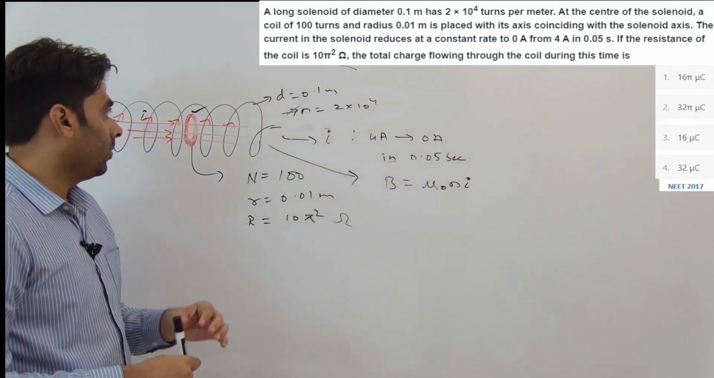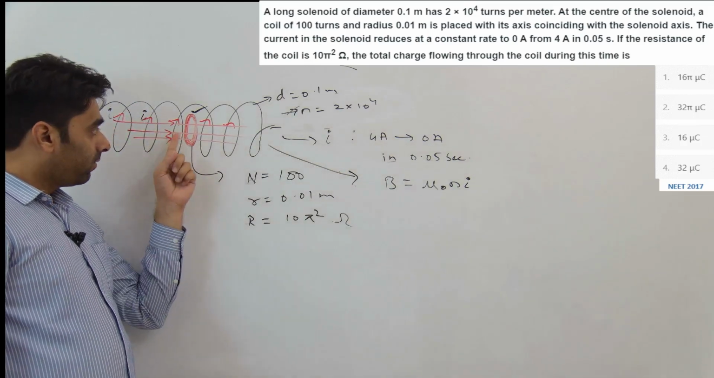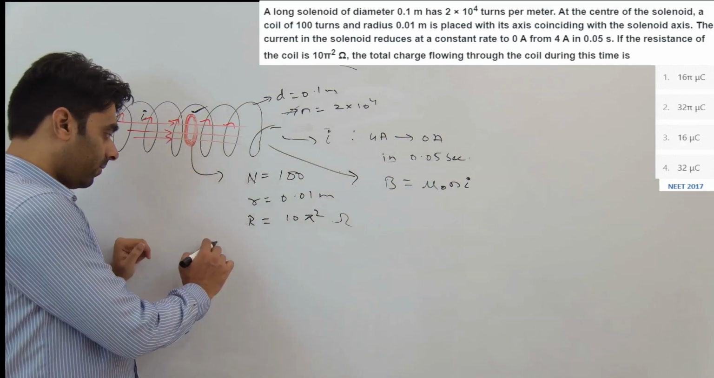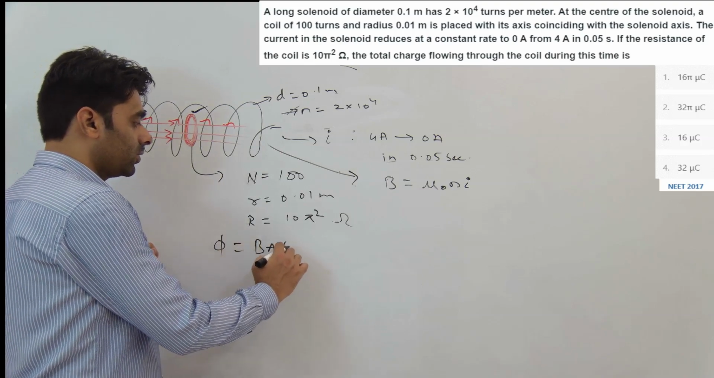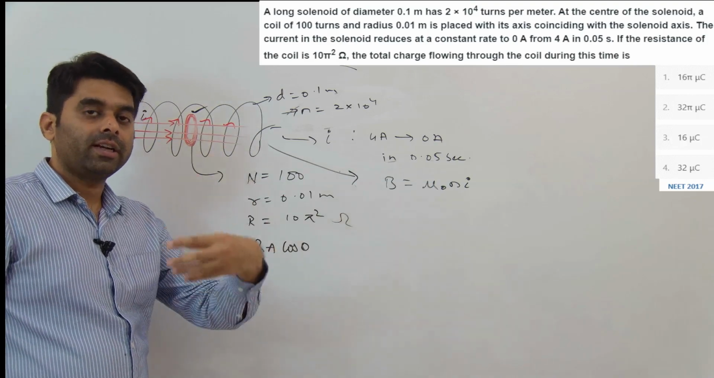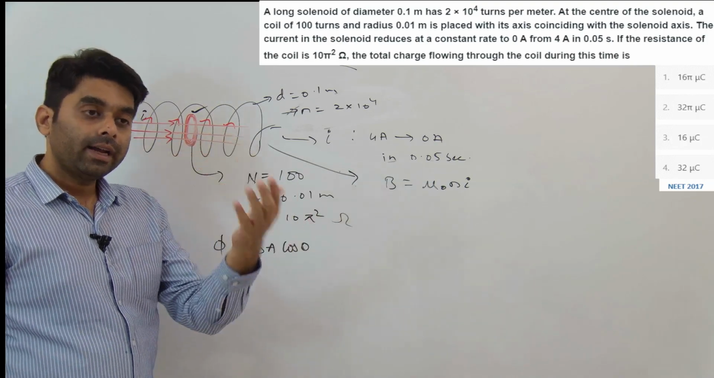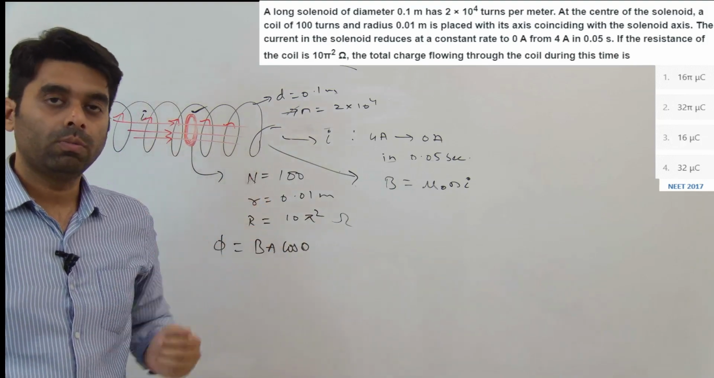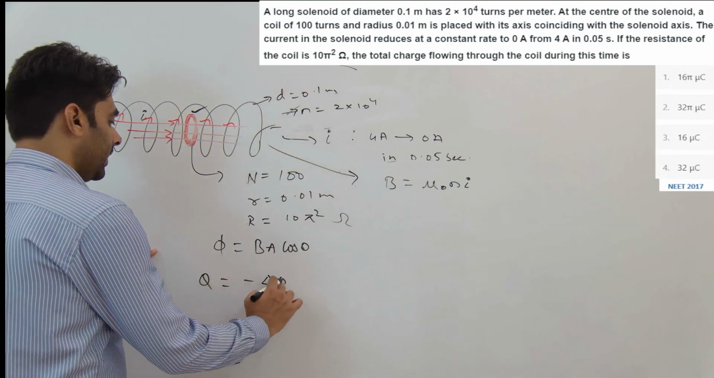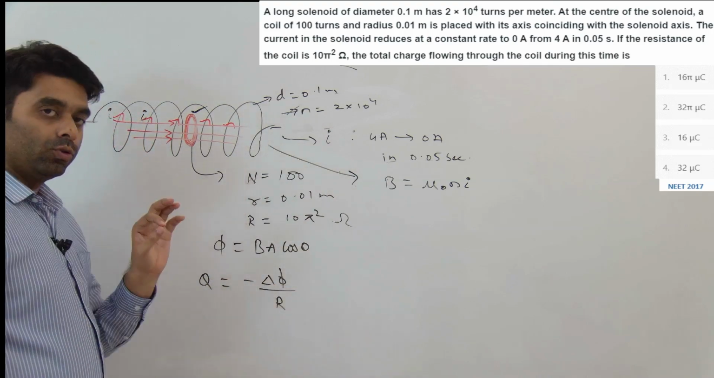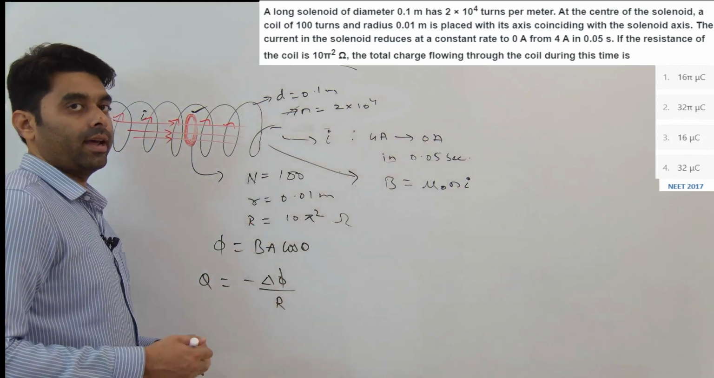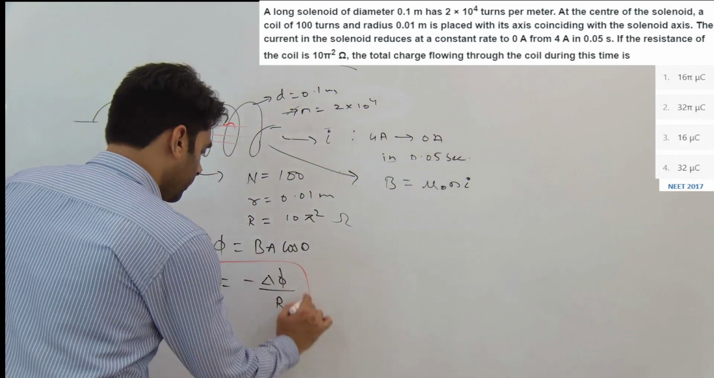Okay. Now, if magnetic field changes, the flux linked with this coil also changes. What is our flux relation? Flux is B A cos theta. If magnetic field changes, flux also changes. If flux changes, your EMF will get induced, current will come, and current will be due to the flow of charge. What is our relation? Q is given as minus delta phi by resistance. If you know the result, well and good. If you don't know the result, please keep this result in mind. Otherwise, in exam, deriving this result will be a very big deal. Means it's a lengthy thing.